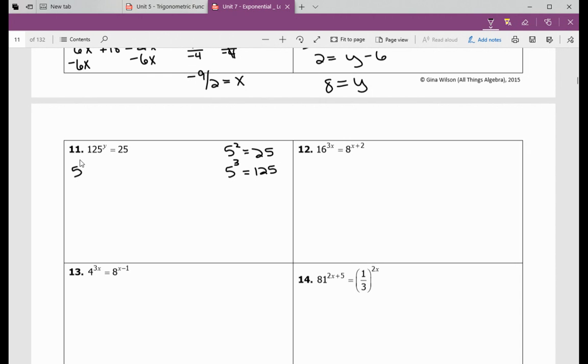So this would be 5 to the third, and we're going to multiply that by y, the exponent that was already there, and we're going to set that equal to 5 squared. So drop the base, keep the exponents. 3 times y is just 3y. Divide both sides by 3. You always divide by the number attached to the variable, and that would be your final answer.